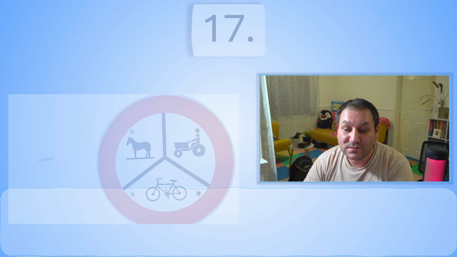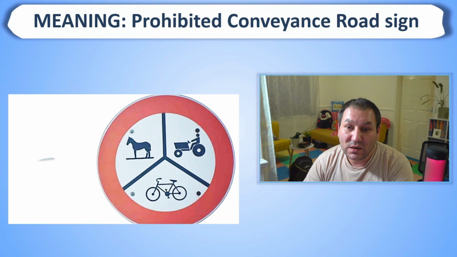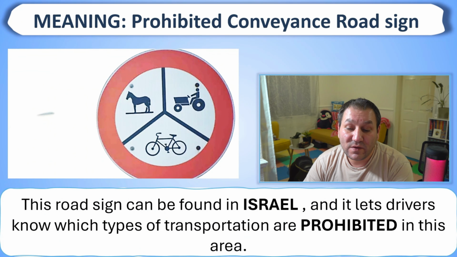17. Meaning prohibited conveyance road sign. This road sign can be found in Israel, and it lets drivers know which types of transportation are prohibited in this area.